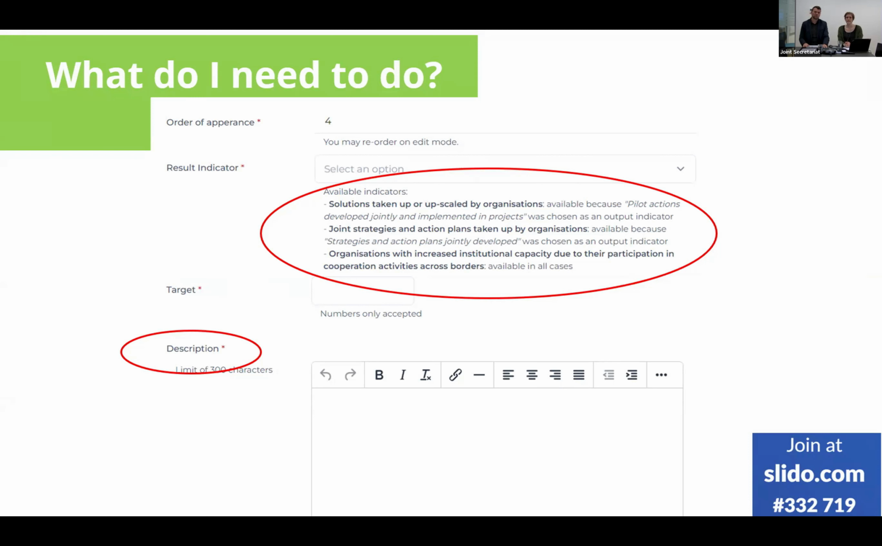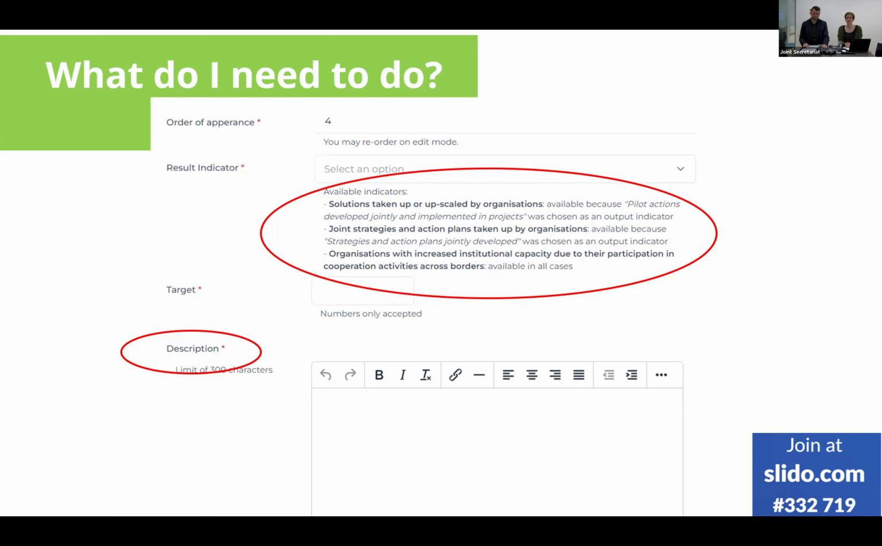And last but not least, a description. Very similar to what we had before. You only have 300 character limits. So please prepare carefully what you want to put in here and which message you want to get out.